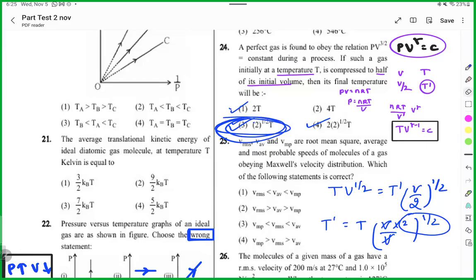See. Any doubt? Direct. T1 V1 to the power gamma minus 1 is equal to T2 V2 to the power gamma minus 1. You have to put values. Gamma value is given. Direct. Sania, any doubt? Anvita? No, sir.